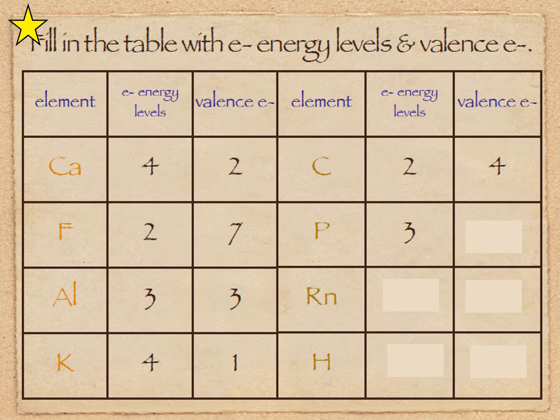Phosphorus is energy level 3 with 5. Radon is in group 8 with 8 valence electrons, and hydrogen, group 1, period 1, has 1 energy level, and as it is in group 1, it has 1 valence electron.